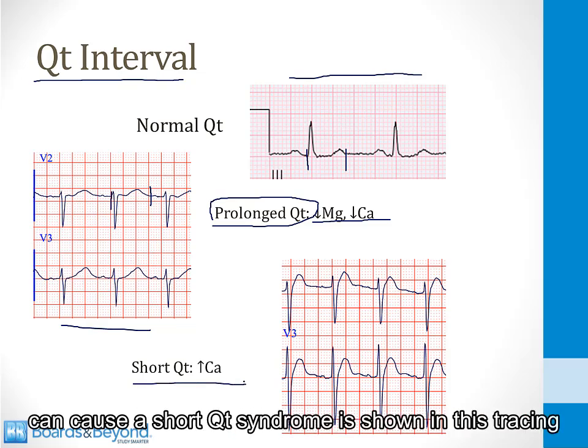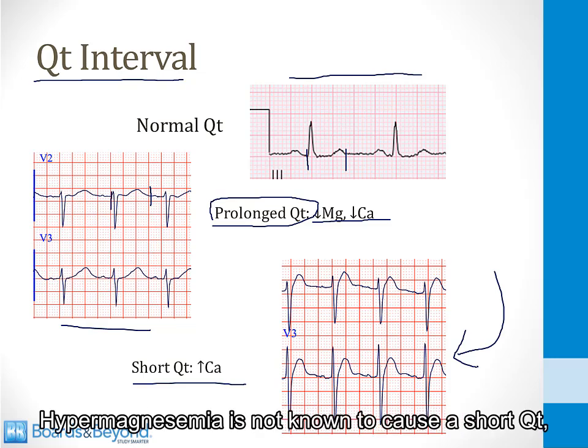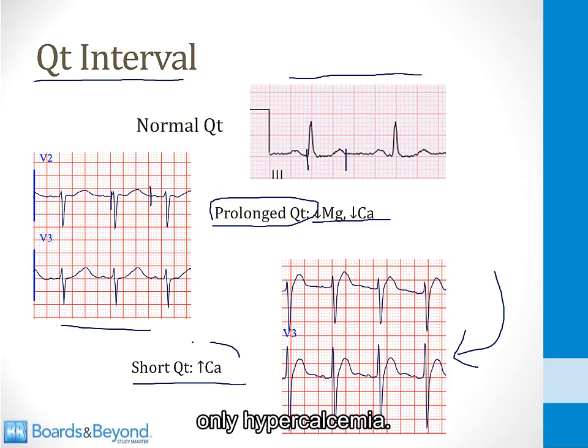Hypercalcemia, on the other hand, can cause a short QT syndrome as shown in this tracing on the bottom right side of the screen. Hypermagnesemia is not known to cause a short QT, only hypercalcemia.